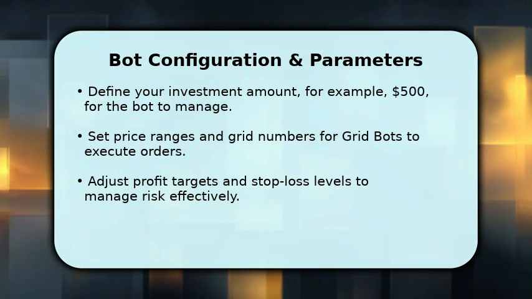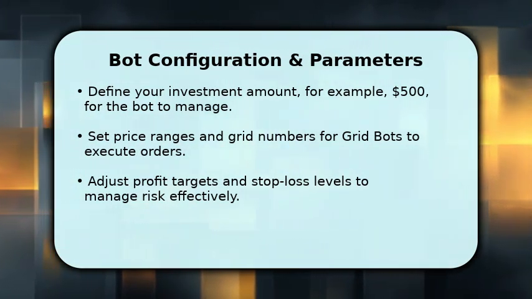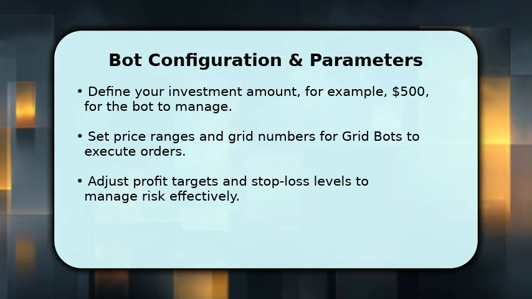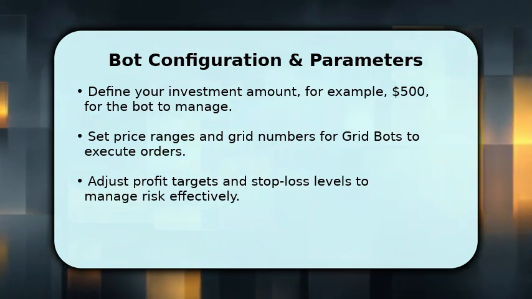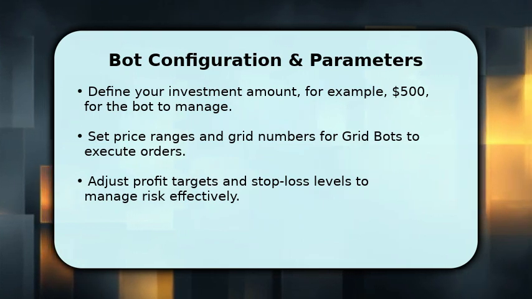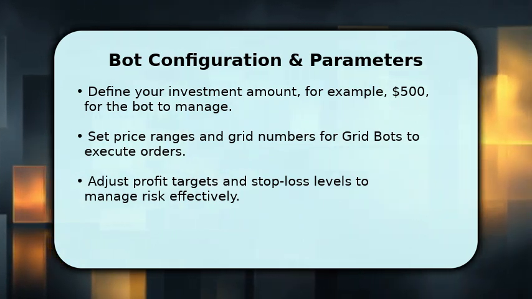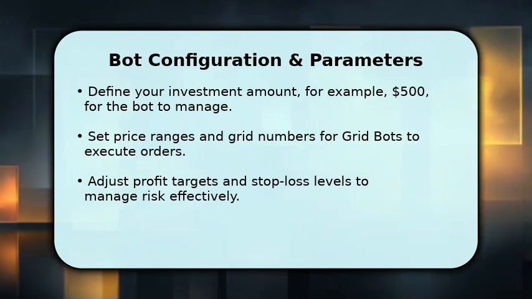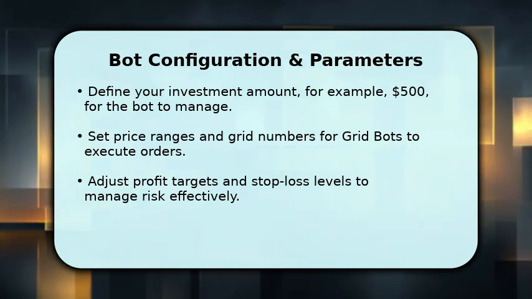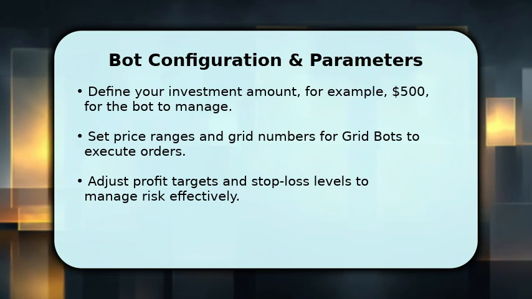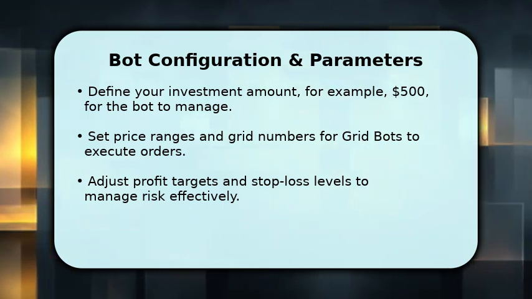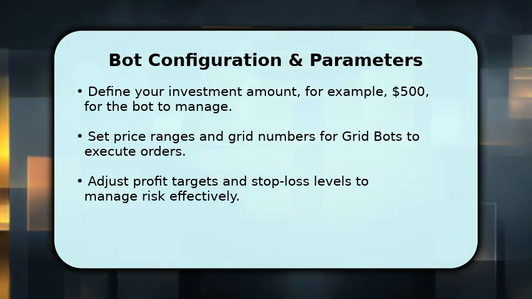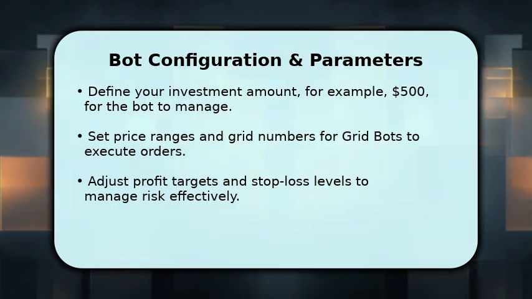Once you've selected your strategy, it's time to configure the parameters. You'll need to define the total investment amount the bot will use, perhaps $500. For grid bots, set your desired price range and the number of grids, which determines how many buy and sell orders are placed. Always adjust your profit targets and stop-loss levels to protect your capital and manage potential risks.